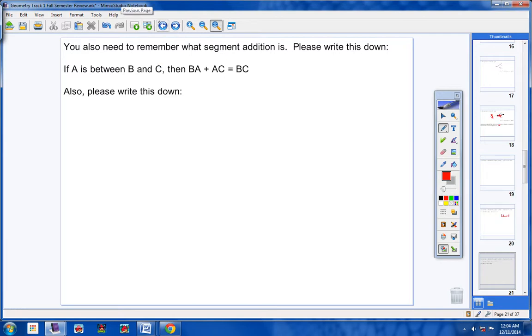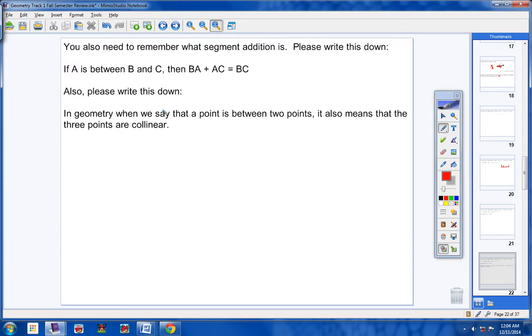Also, please write this down. This is really, really important. Please copy this down. In geometry, when we say that a point is between 2 points, it also means that the 3 points are collinear. Now, I'm going to say that again. Please copy this down. In geometry, when we say that a point is between 2 points, it means that the point is between them. That's fine. But it also means that all 3 points are collinear. You need to know that. Okay, I'll pause for a couple seconds. Please write that down.